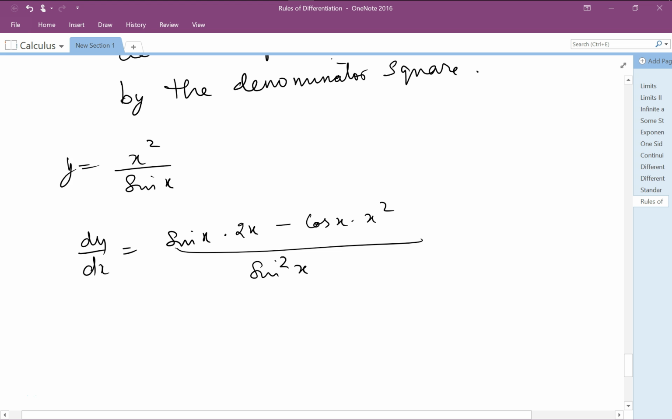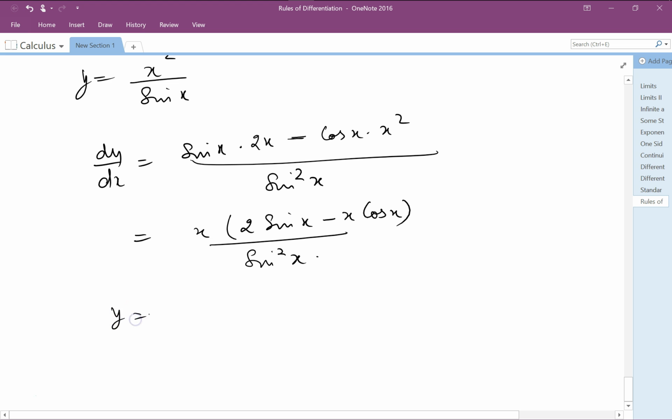Now remember, because this is minus, the order in which you do it is important. You have to take the denominator times the derivative of the numerator. You can't do the reverse. You will end up with a mistake. Okay. So again, x is common. So x, 2 sine x minus x cos x, divided by sine square x.